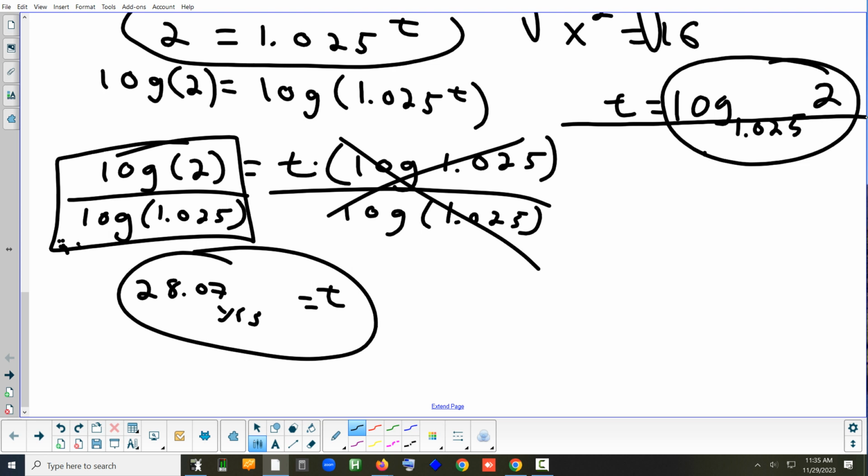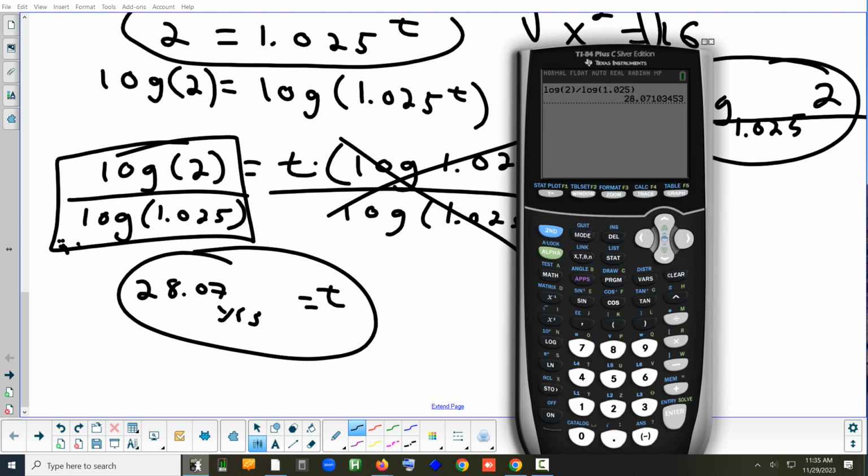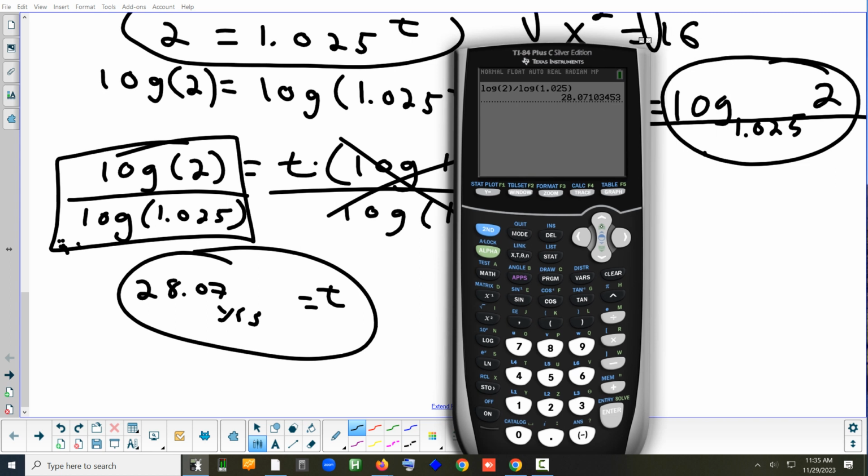Can you do it on the calculator? Can you show us how to do it? Well, I basically did right here. That's how you do it. To type what I have circled right there on a calculator, that's exactly how you type it in. Okay. It ends up being the log of the argument and dividing by the log of the base.